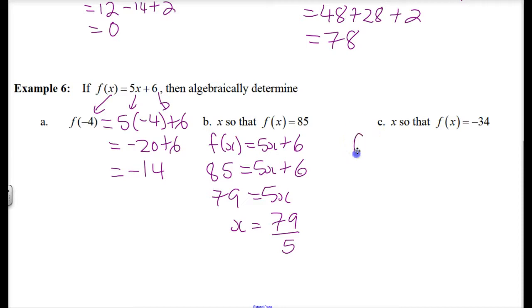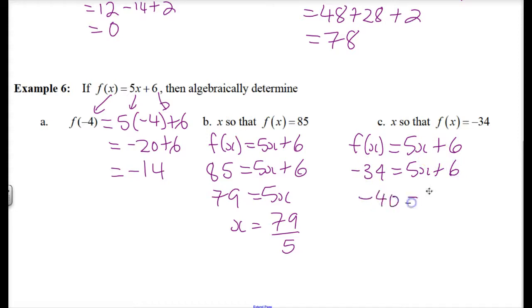Again, write the formula, right? Secret to math: formula, substitution, answer. There's our formula. Substitute negative 34 for f of x, so negative 34 is 5x plus 6. Subtract 6. Negative 40 is 5x. x is negative 8.